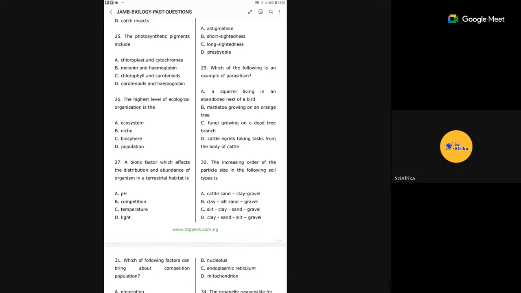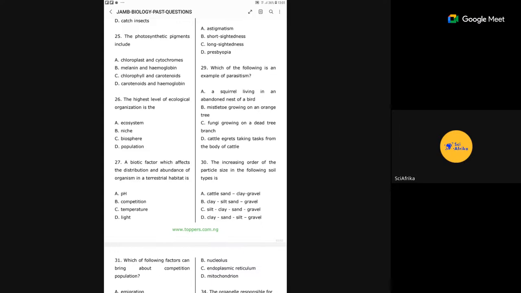Well, we have cattle egrets taking what? Ticks, from the body of cattle. Cattle egrets are those white birds that we find, for those who have gone to places where we have cattle, on cows and bulls. What they do is to feed on the ticks on the body of the cattle. So they're actually helping the cattle to remove the ticks on its body. So that is not detrimental to the host. It's beneficial, so it is not called parasitism.